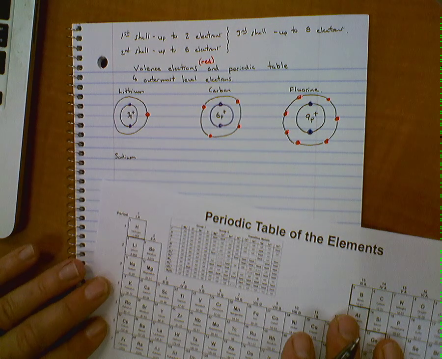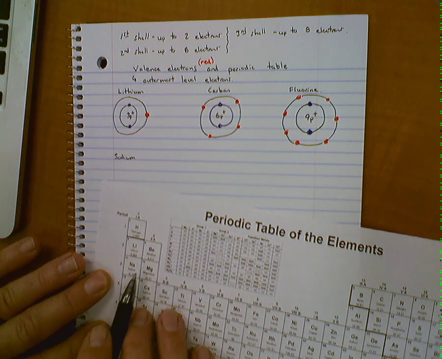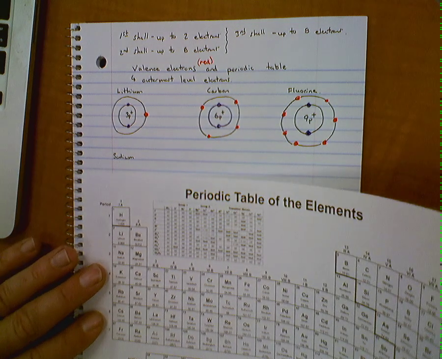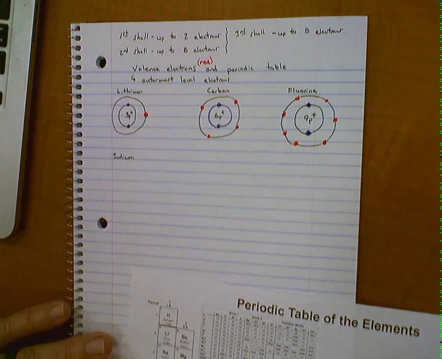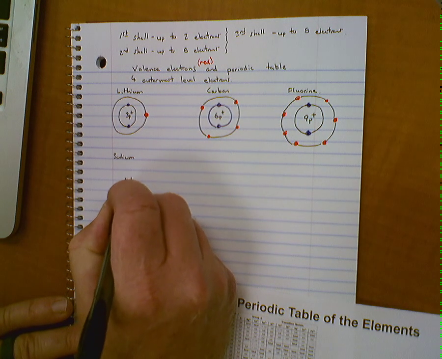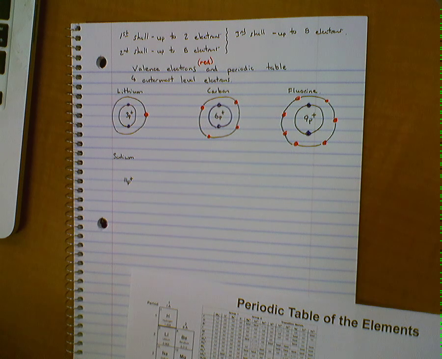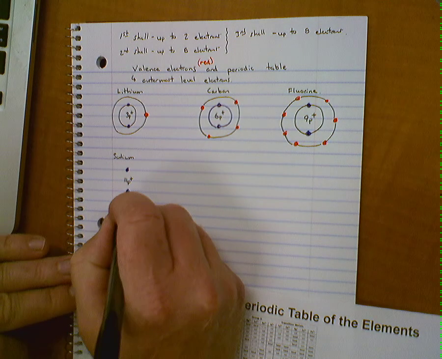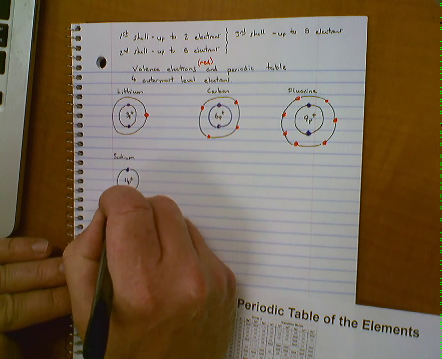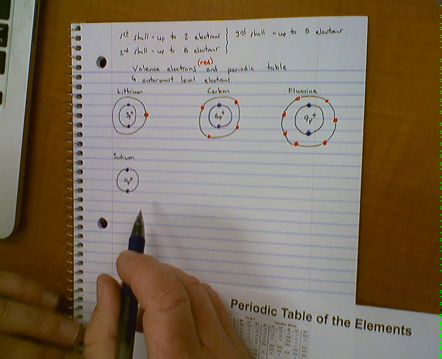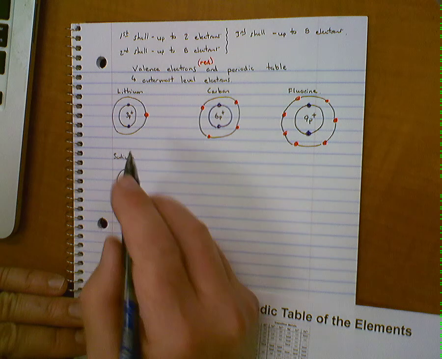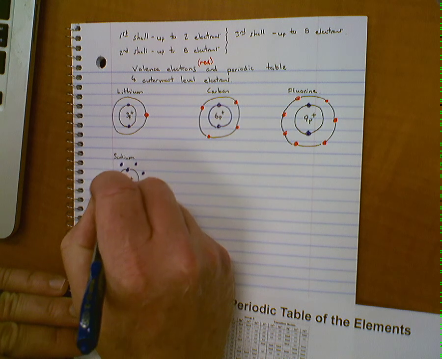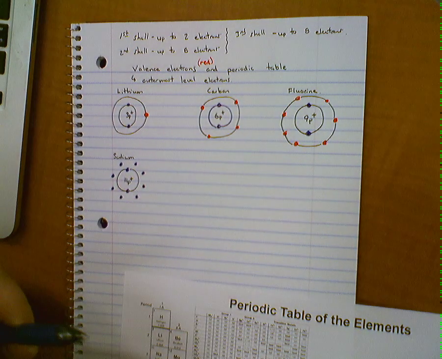So sodium, a neutral atom of sodium, has 11 protons. You might want to walk through the periodic table with this, your own periodic table, as you look at this. So here's our 11 protons in the middle. The first shell has 2 electrons, and there they are. The second shell, we've got to get to 11. The second shell can hold up to 8, so we're going to use all 8. 1, 2, 3, 4, 5, 6, 7, 8, and that's the second.